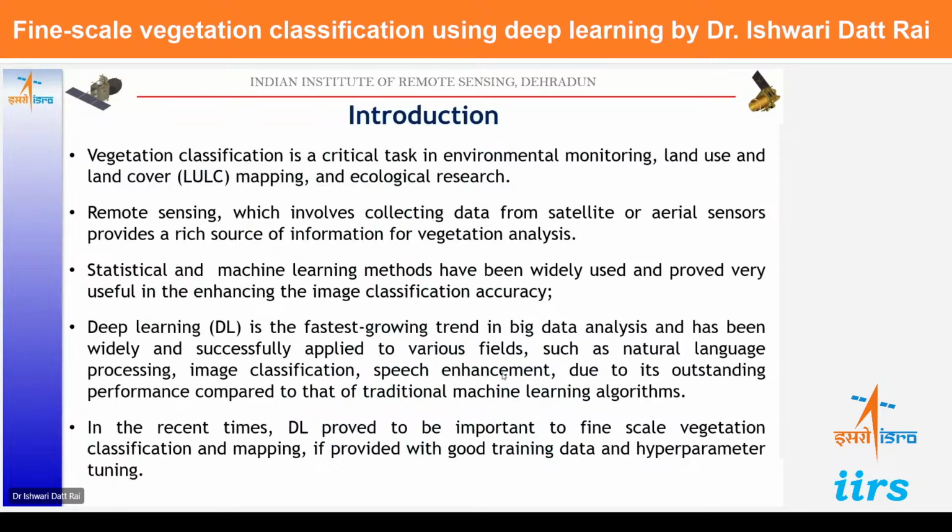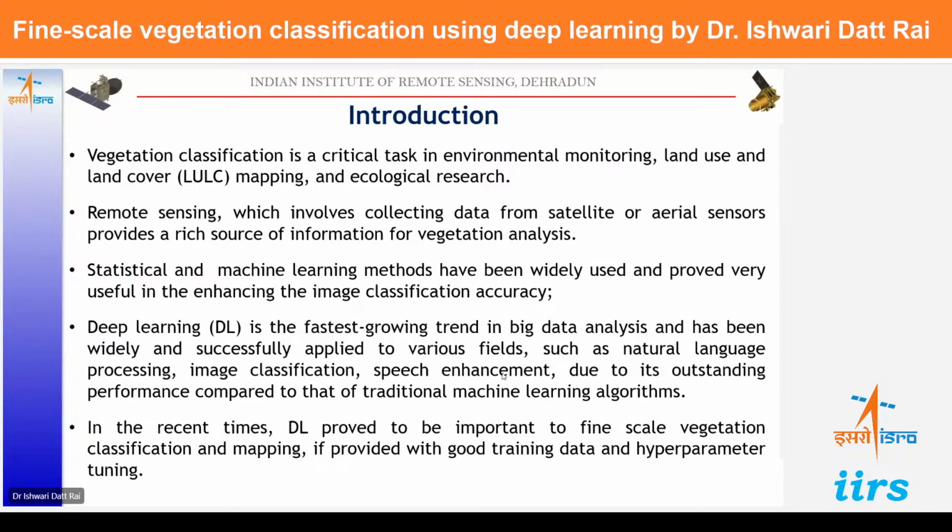Coming to the introduction, vegetation classification is one of the important tasks, especially in environmental monitoring, land use, land cover mapping, and many aspects of ecological research. Remote sensing, which involves collecting data from satellite or other aerial sensors, provides a very rich source of information, especially useful for vegetation ecology. And as you have seen in the earlier lecture, many statistical and machine learning methods have proved very useful in enhancing image classification accuracy in vegetation mapping also.